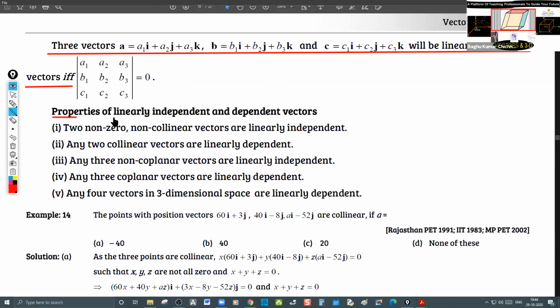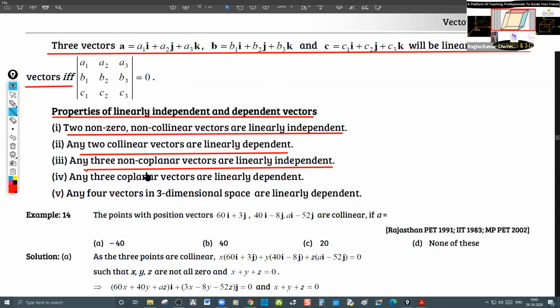Now, if you see the properties of linearly independent and dependent vectors: two non-zero, non-collinear vectors are linearly independent. Any two collinear vectors are linearly dependent. Any three non-coplanar vectors are linearly independent. Any three coplanar vectors are linearly dependent. Any four vectors in three-dimensional space are linearly dependent. How many vectors is the fifth point talking about? Four vectors. Four vectors in three-dimensional space are definitely linearly dependent.